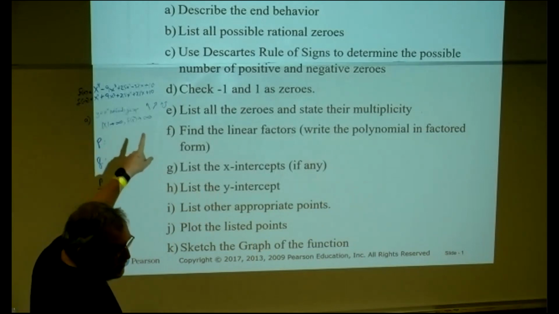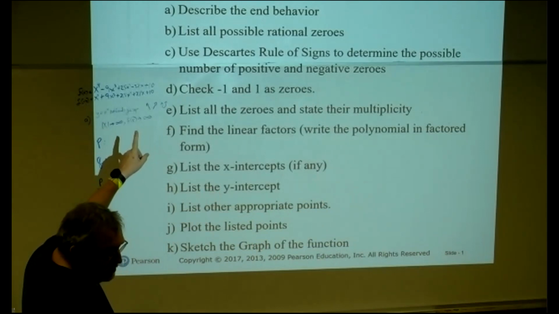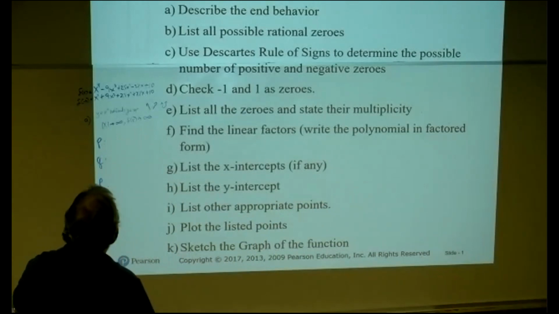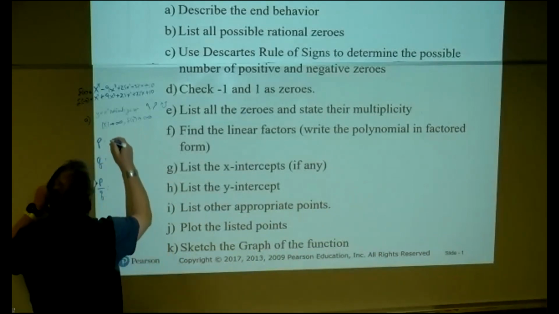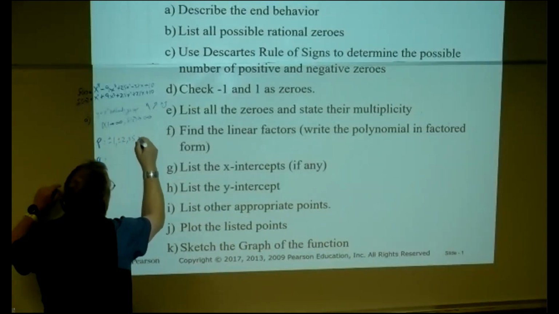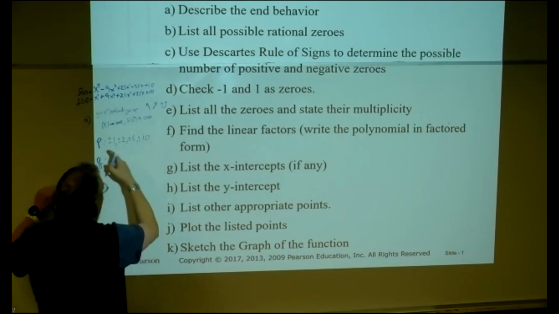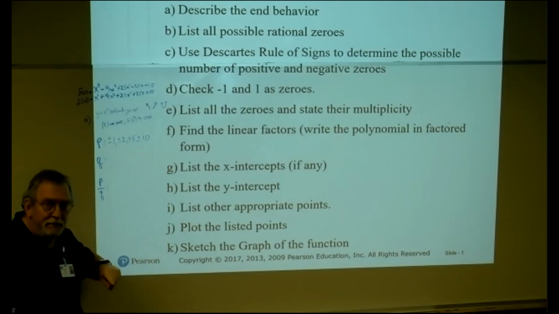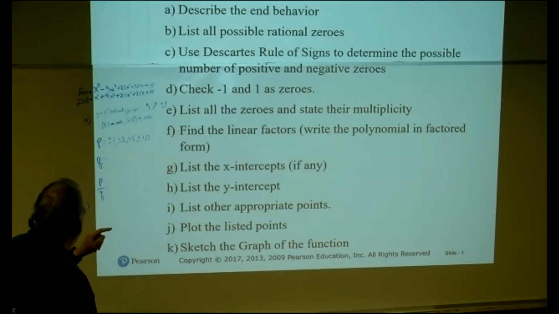So the constant, what's the constant? 10. And what are the factors of 10? 1, 2, 5, and 10, plus or negative. Thank you for adding that. Plus or minus 1, plus or minus 2, plus or minus 5, plus or minus 10. We have a total of 8 factors for 10.